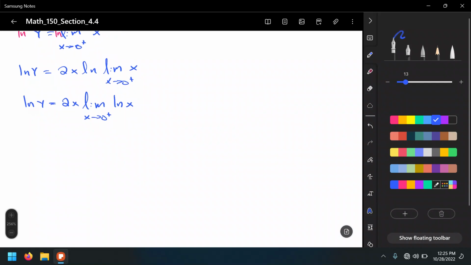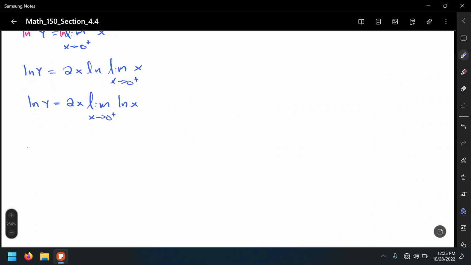Okay. So number one, ln y equals the limit of ln x over x to the negative 1 as x approaches 0. Isn't it true that x to the negative 1 is the same as 1 over x? So ln y equals the limit of ln x over 1 over x. Do we agree with this?